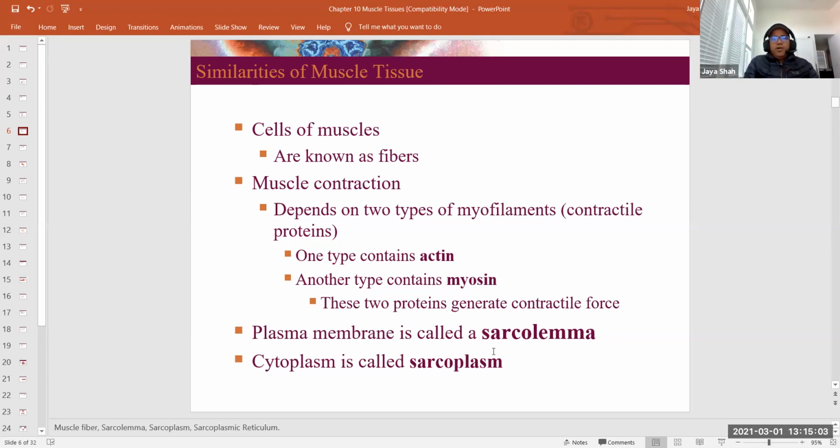The plasma membrane of the muscle cell is called sarcolemma, and the cytoplasm of the muscle cell is called sarcoplasm. The smooth endoplasmic reticulum of the muscle cell is called sarcoplasmic reticulum. You can see it in my note. Okay.